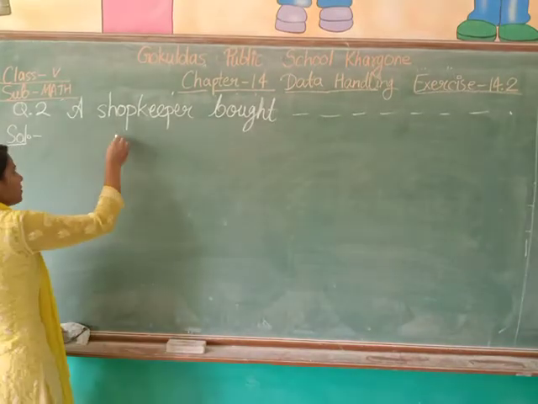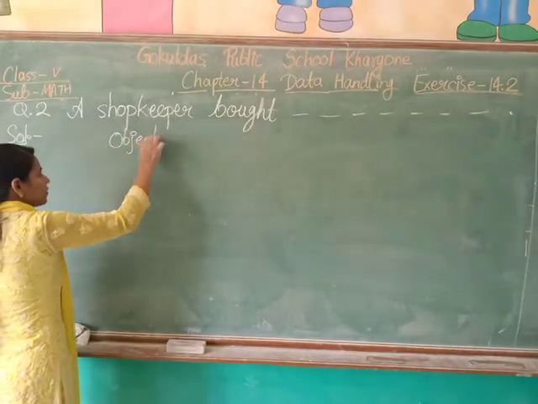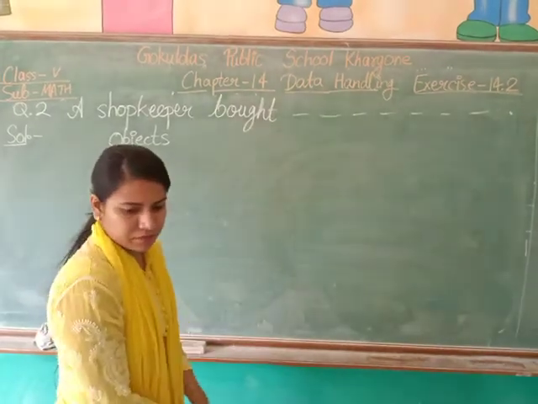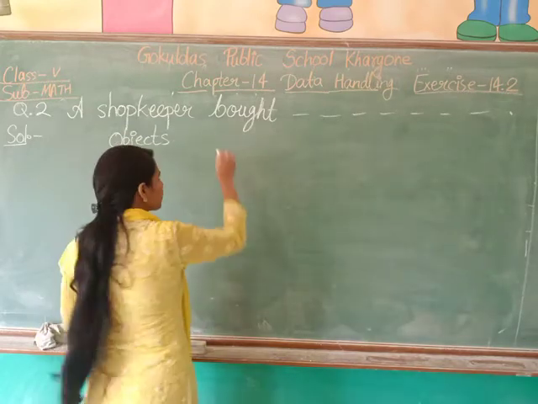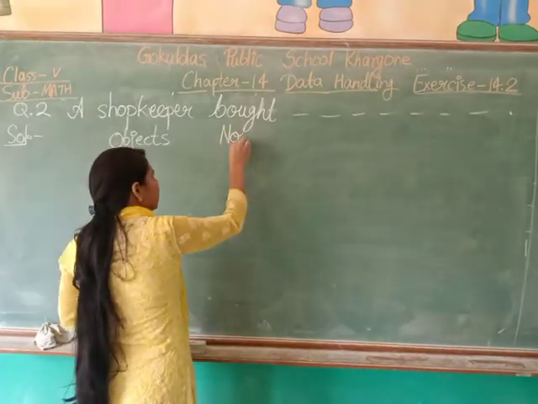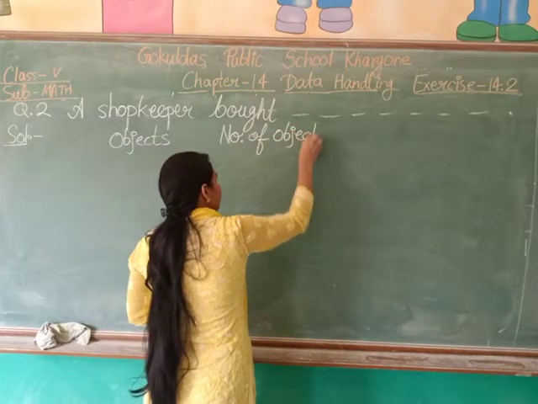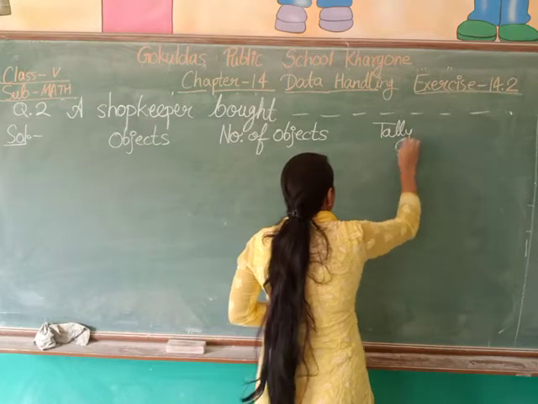What are the objects he bought? So I am writing here objects. Then number of objects, and then the last column will represent tally marks.